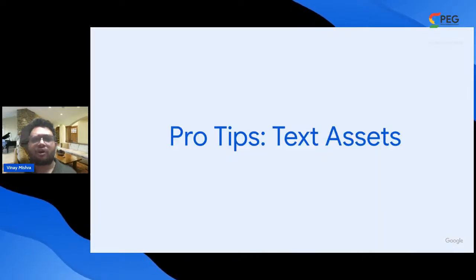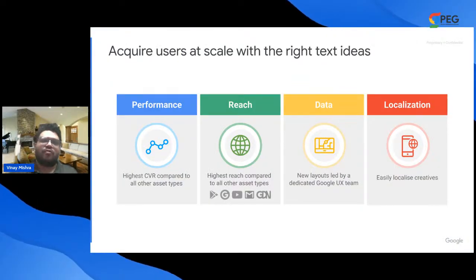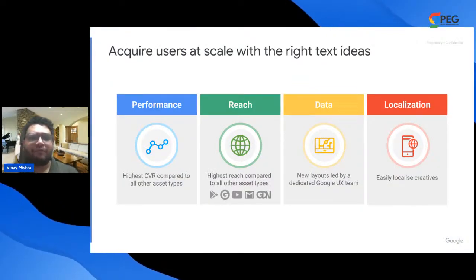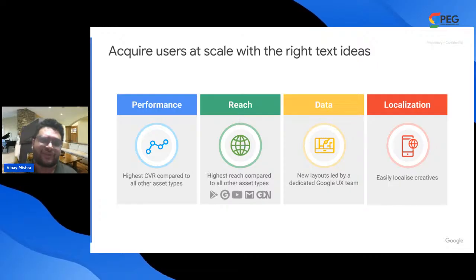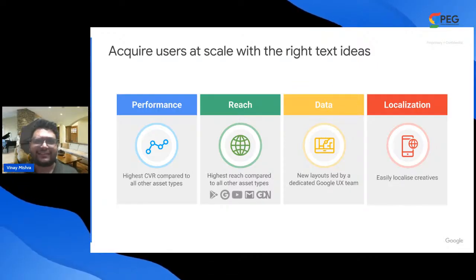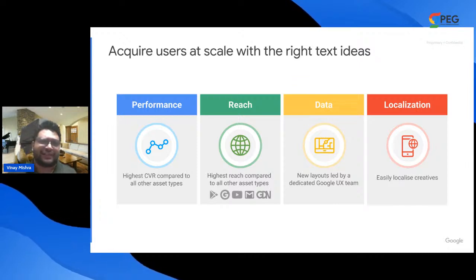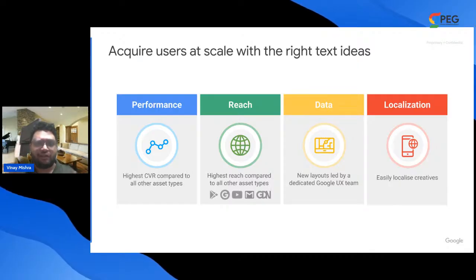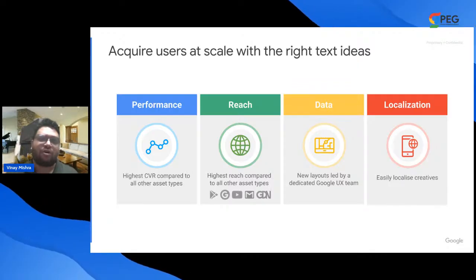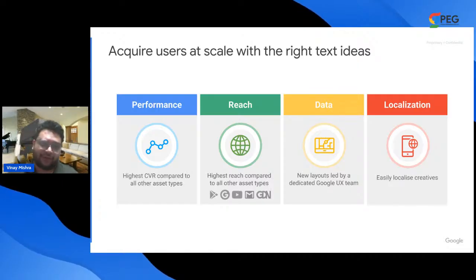Now let's quickly talk about the pro tips in terms of your text ads. When we are talking about text ads specifically, we have seen in the past that text ads have shown optimal results, have received the highest CVR compared to all other asset types, and have the broadest reach across the app campaign compatible properties that we have.